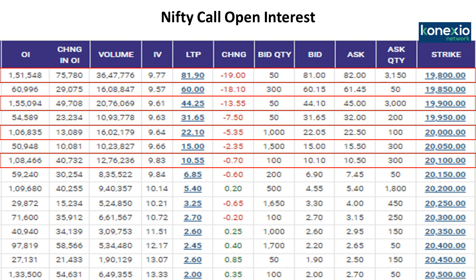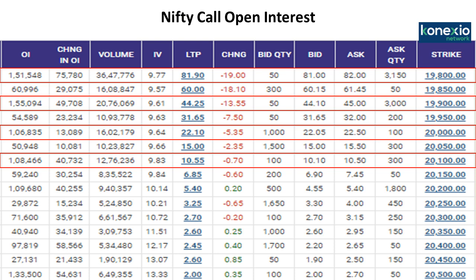So if Nifty breaks and closes above the 19,800 mark, definitely Nifty has potential to test the levels of 20,100 in the next week. So at this juncture, the data is positive. The implied volatility is low. It is between 9.77 to 9.83. So definitely this data seems to be positive, at least for the next week.